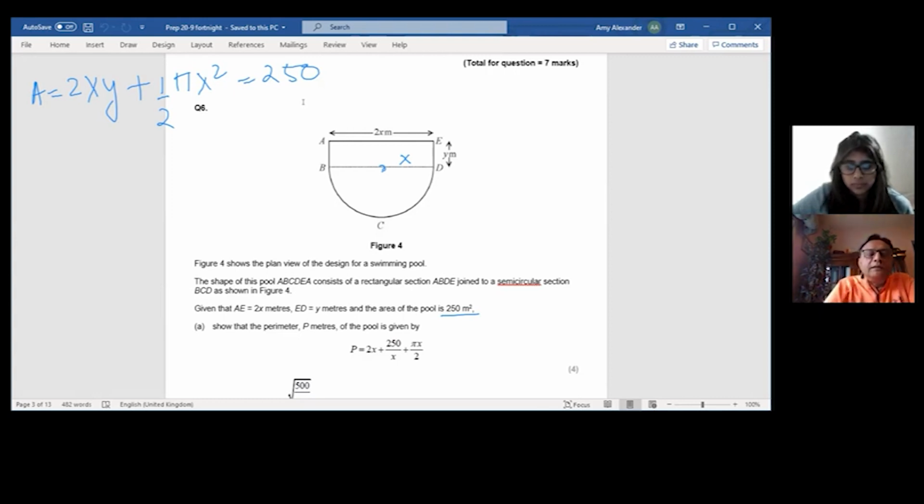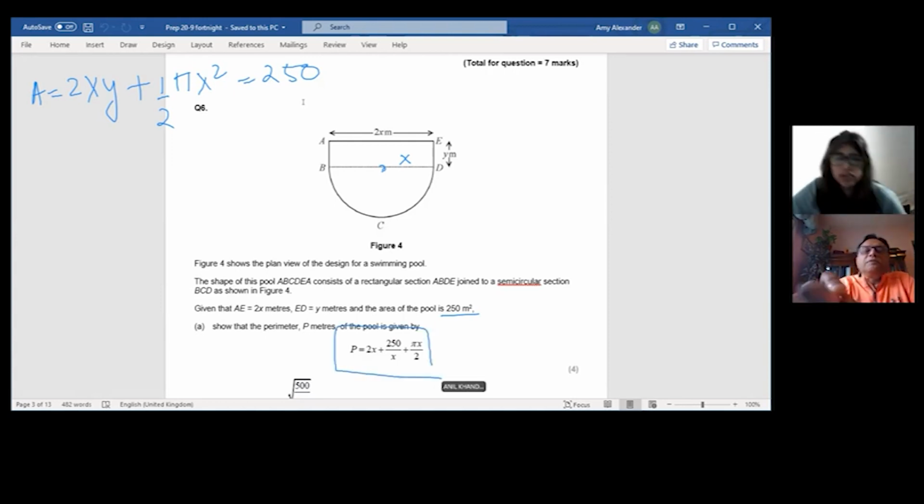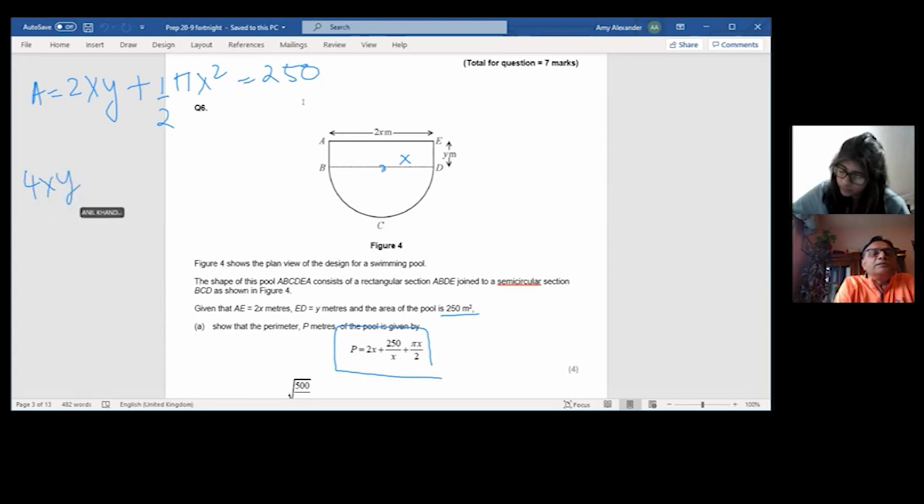So we need to find the perimeter. For perimeter, we just need to find what this is. So solve for x. You need to find, from this equation, eliminate y because we have y here, which we need to eliminate, right? We need to only find y in the first equation. So should we make y the subject? Isolate y. Is it clear? So we'll multiply everything by 2. So we get 4xy plus pi x squared equals 500.